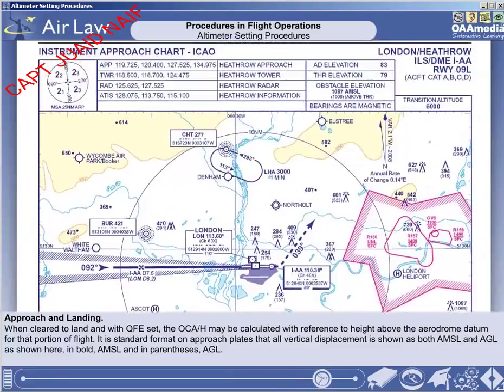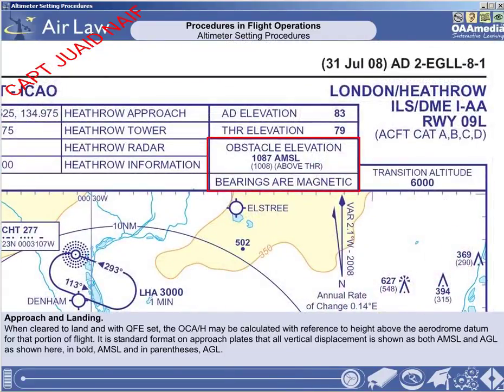It is standard format on approach plates that all vertical displacement is shown as both AMSL and AGL. This conversion is illustrated here. You will notice that AMSL is printed in bold type, with AGL in brackets.